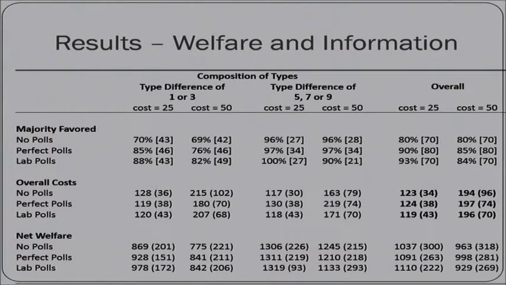The overall costs actually look very similar. They're statistically indistinguishable. So recall that the theory suggests that polls, more information, would induce more participation, thereby increasing the expenses of voting. This is not what we see here. And as a consequence, when you look at the net welfare, it looks, if anything, a little bit better when we provide subjects with information, either through perfect polls or through the real polls.